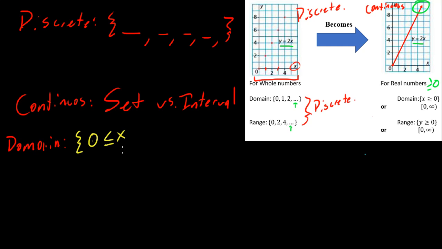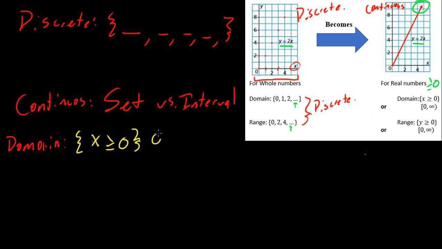But typically speaking, if we only have one inequality like we see here, we're going to start with our variable first. So it would be better for us to say x is greater than or equal to 0. And that could be our set notation for domain for a continuous function, like we see on our graph to the right.